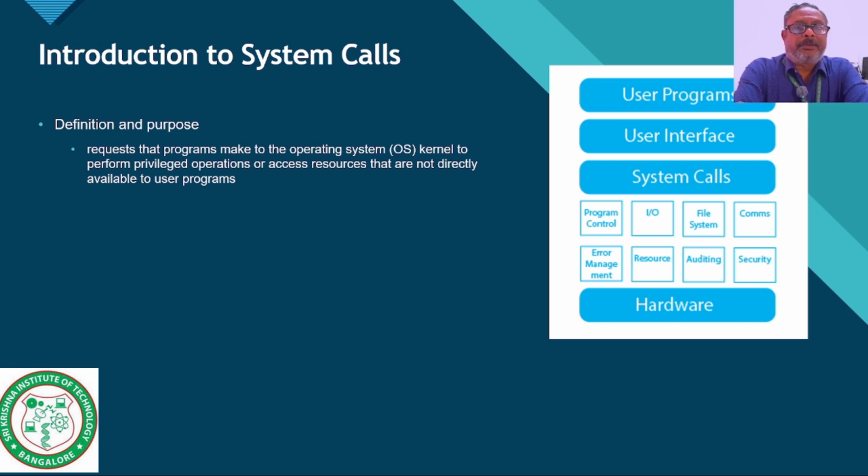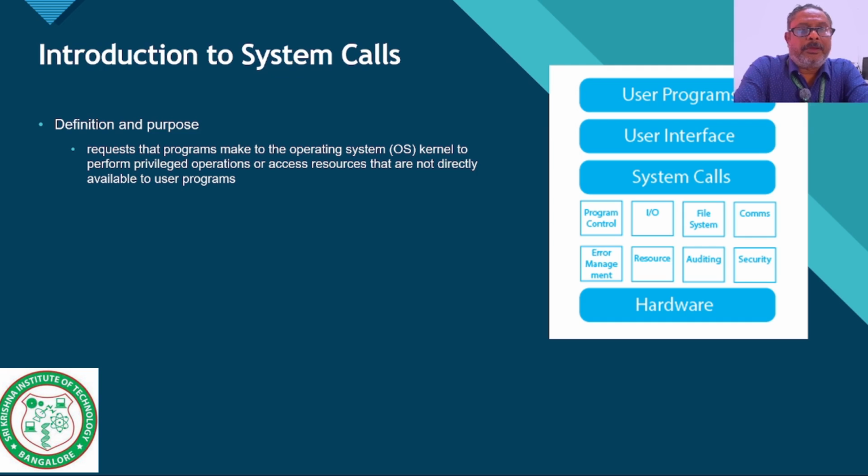The main purpose of the system call is to keep the important resources away from the users so that misuse or malfunctioning can be avoided, and the system calls act like a bridge between the users or the user applications and the resources.